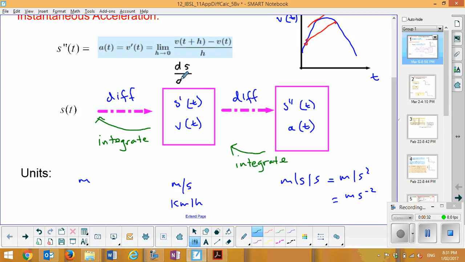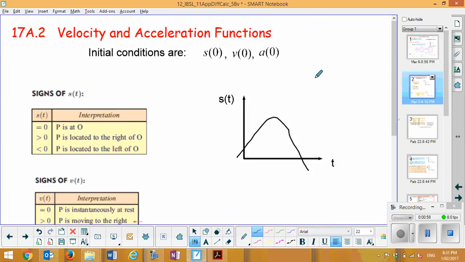That's that other notation like dy dx. So in this case it's ds dt. Differentiate that again, we have d2s dt squared. Another way of seeing that is either as s double dash or a of t. So s double dash of t is the same as the acceleration. s dash of t is the same as your velocity. All right, so let's move on to here.